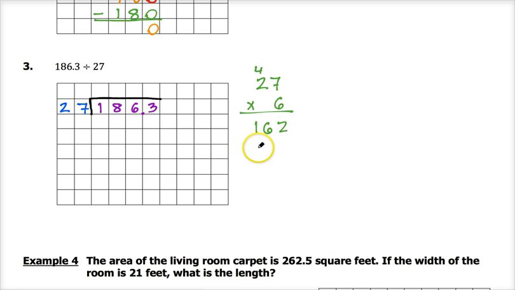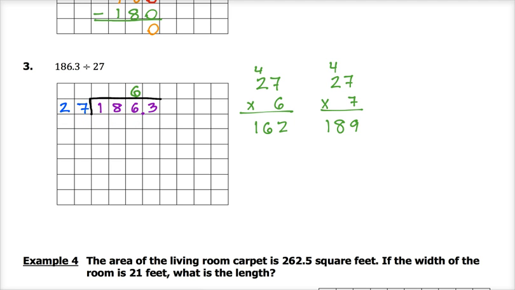27 times 6 is 162. If we tried a 7, which is the next number up from 6, we would get a 189. So that means 6 is the most times that we can take 27 into 186. That 6 needs to go above the 6 here, because we're taking it into the 3-digit number 186.